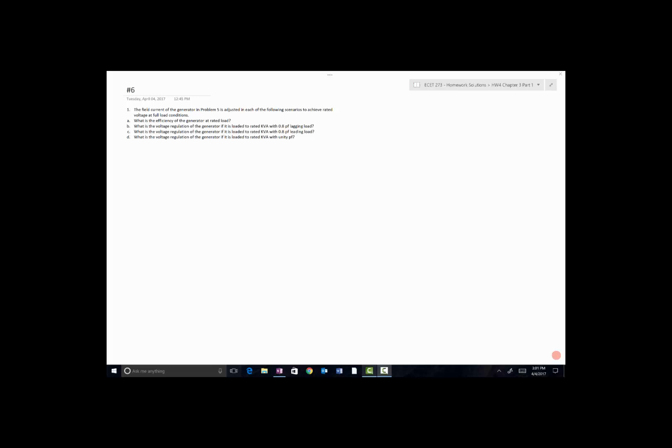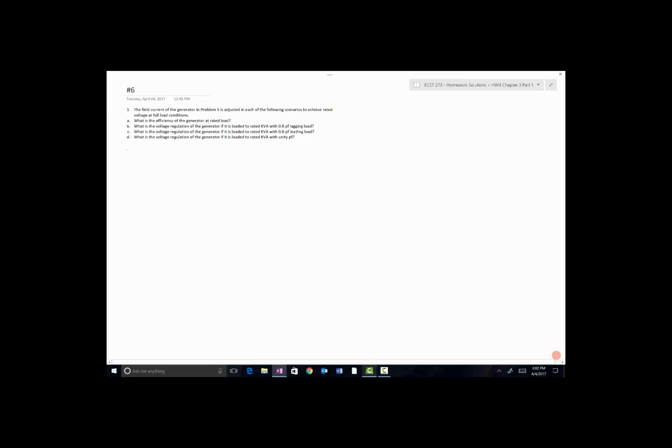Homework solution 4.6: the field current of the generator in problem 5 is adjusted in each of the following scenarios to achieve rated voltage at full load conditions. What is the efficiency of the generator at rated load? What's the voltage regulation of the generator if it's loaded to rated kVA with 0.8 power factor lagging? What's the voltage regulation if it's loaded to rated kVA with 0.8 power factor leading? And what's the voltage regulation of the generator if it's loaded to rated kVA with unity power factor?